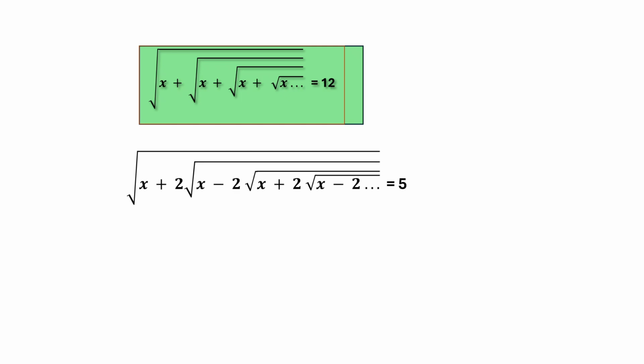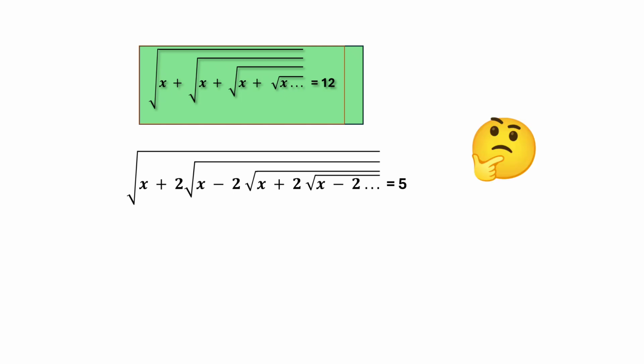The square root of x plus 2 times the square root of x minus 2 times the square root of x plus 2 times the square root of x minus 2, and it goes on down to infinity, all equal to 5. Notice anything different? Look closely at the signs. It goes plus 2, then minus 2, then plus 2, then minus 2.